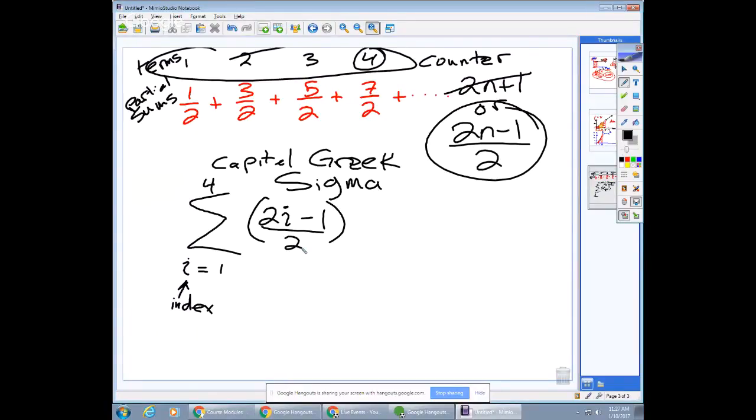And so just double check that. If I plug in the first value of the index, 1, then I get 2 times 1 is 2, minus 1 is 1 half. Add. I jumps up to the next number, 2. 2 times 2 is 4, minus 1 is 3. And then we just keep going. I then jumps to the next index, 3. 3 times 2 is 6, minus 1 is 5. And finally, we hit our last value of our index, which we know leads to 7/2.